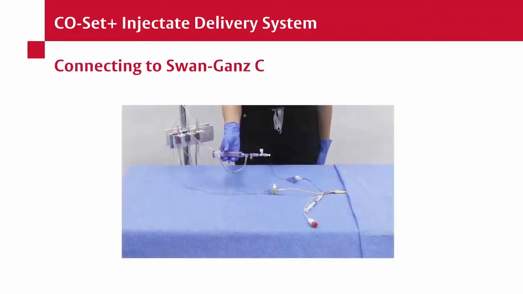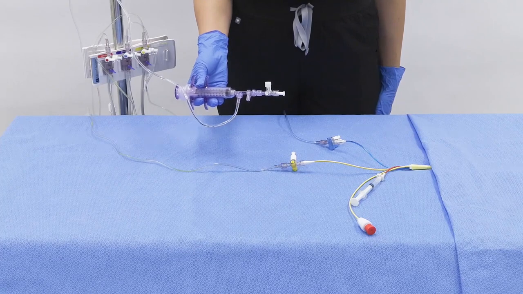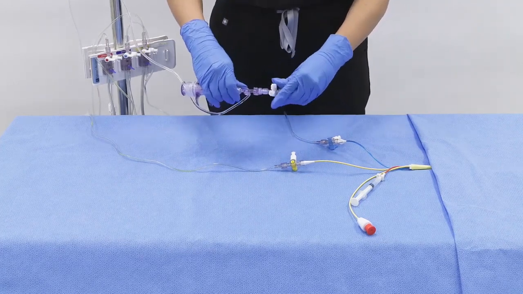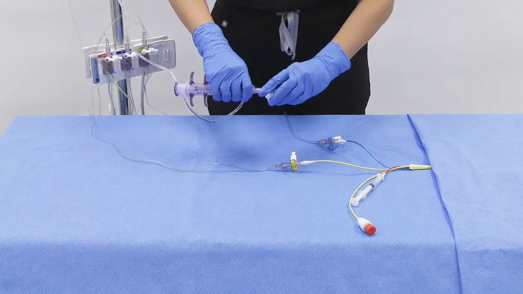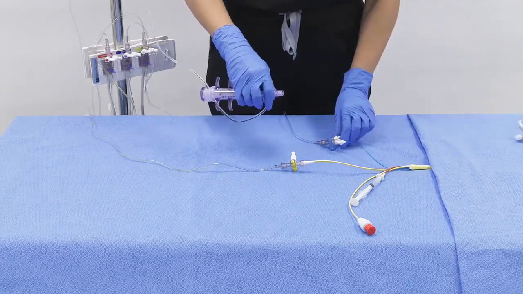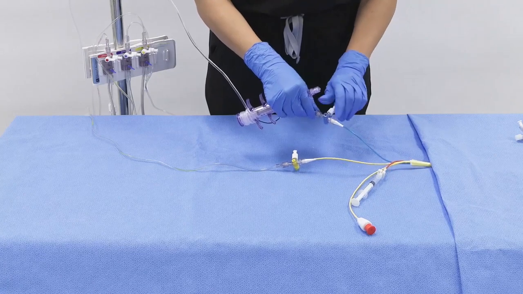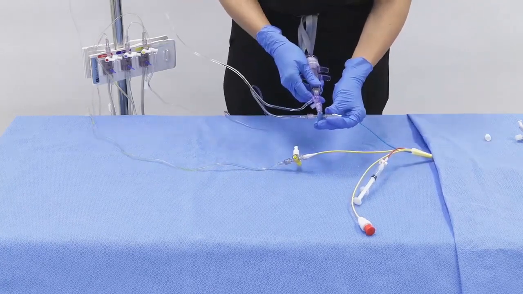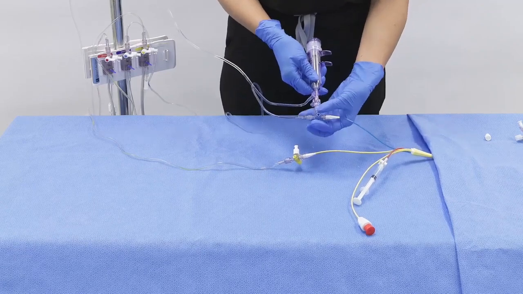Connecting Cosette Plus injectate delivery system with existing stopcock to Swan-Ganz catheter. If the right atrial pressure tubing is already connected to a stopcock directly attached to the blue proximal injectate lumen, perform the following. Remove the cap on the stopcock, discard the stopcock on the Cosette Plus system, and connect the Cosette Plus system where the cap was removed.